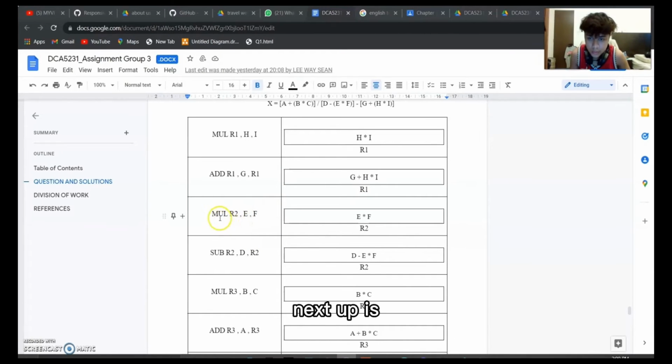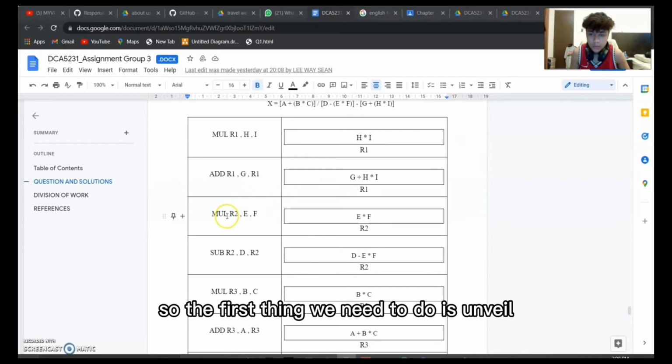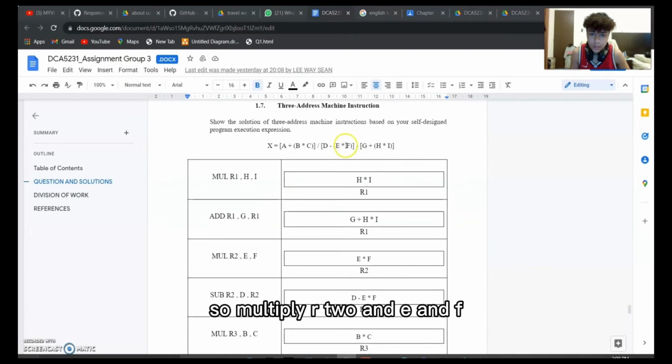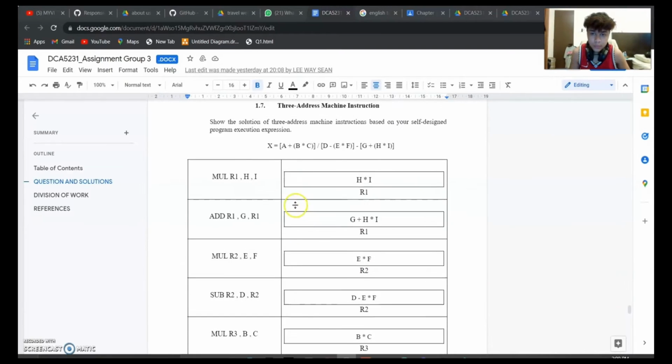So next step is we are going to do this bracket D minus E multiply F. So the first thing we need to do is inside the bracket. So multiply, we use a new register which is R2. So multiply R2 and E and F. So we put it like this, and then E multiply F, we register under R2.